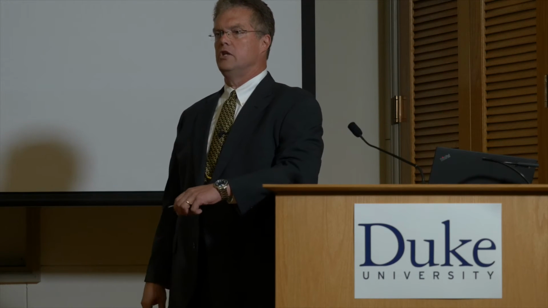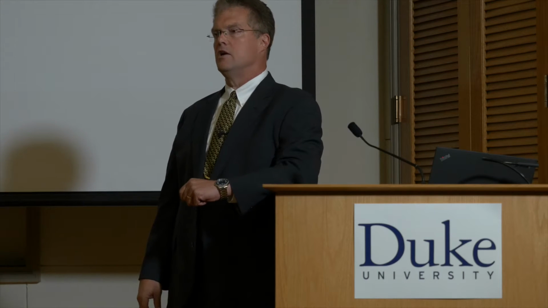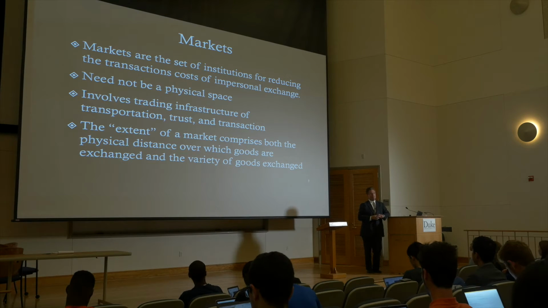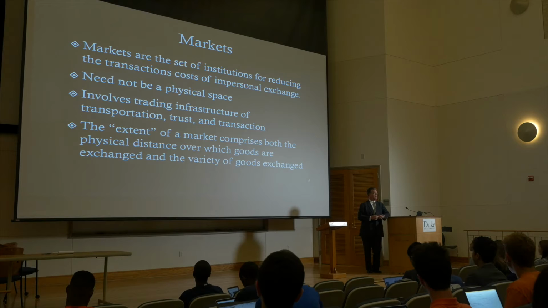The extent of a market then comprises both the physical distance over which the goods are exchanged and the variety of goods exchanged. So the market is larger if more things are exchanged in the market. And it's larger if I can buy something from someone not just across town, not just across the United States, but someone on the other side of the world. So the extent of the market, the reason I'm spending so much time on this, is the problem of the extent of the market is a complicated one.